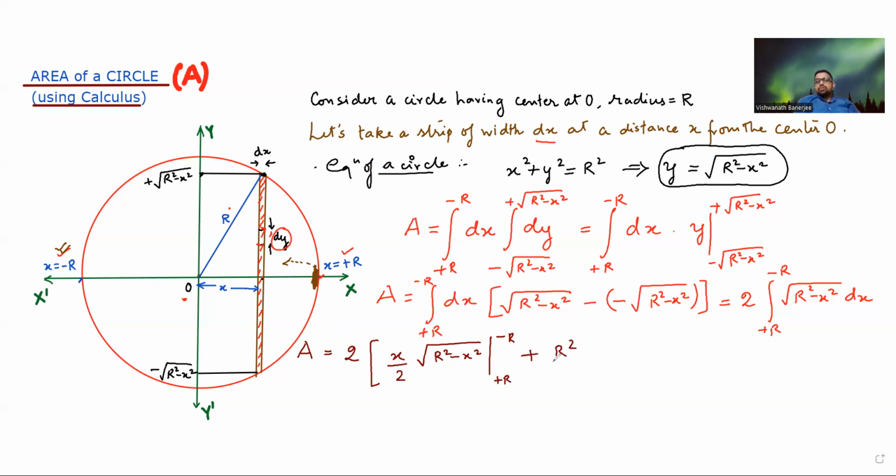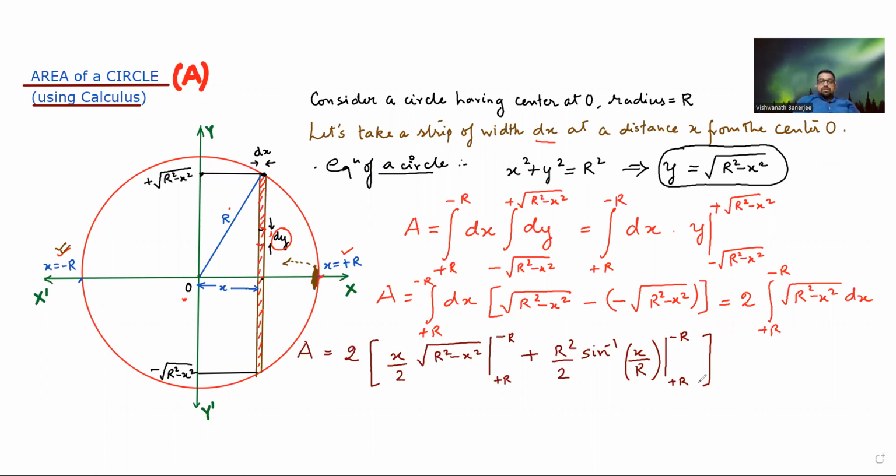plus r square by 2. It is all a part of the formula. r square by 2 sine inverse x by r. And also limits will be put here, plus r to minus r. Let us close it.